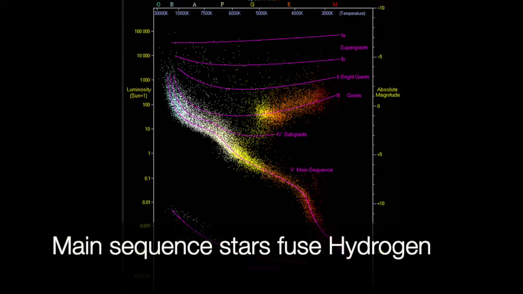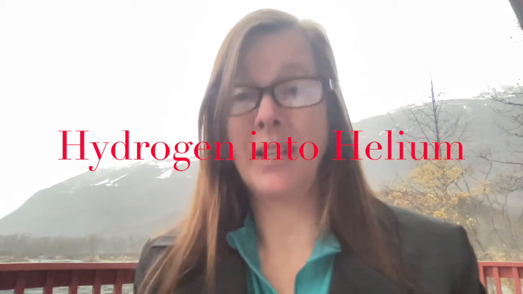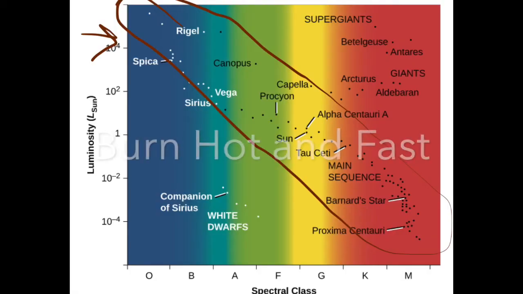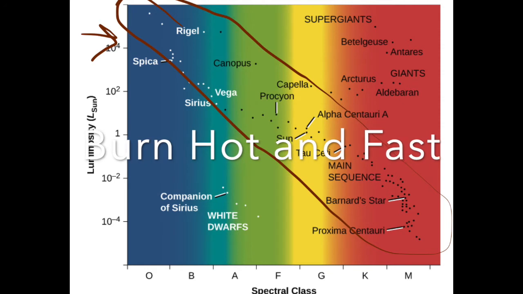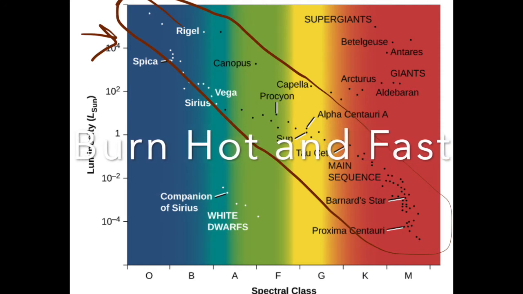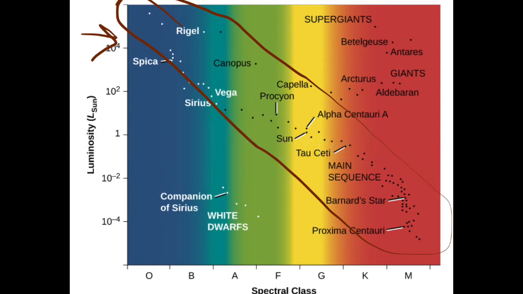All the stars in the main sequence have one thing in common, and that's their diet. They are all consumers of hydrogen. Main sequence stars undergo nuclear fusion, fusing their hydrogen into helium. The more massive the stars, the more hydrogen there is, the bigger they are, the hotter, the more luminous, and the faster they burn out. Those are the top left, the blue stars.